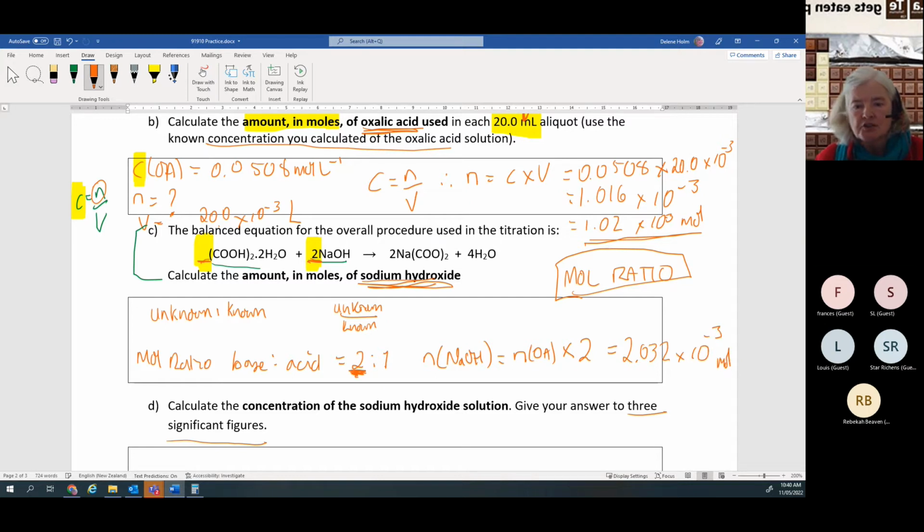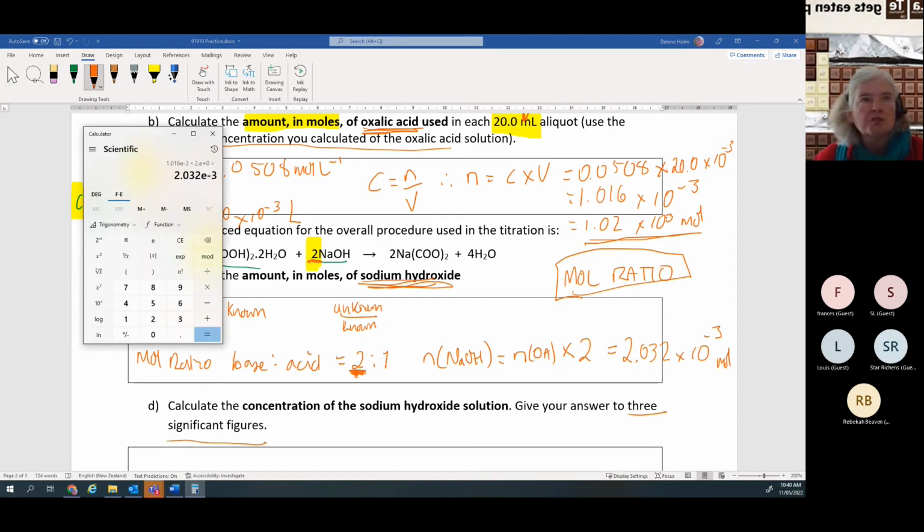Did I transcribe something incorrectly? Was it 3.2 or 2.3? Yep, no, it's 3.2. Any questions so far in terms of the mole ratio?